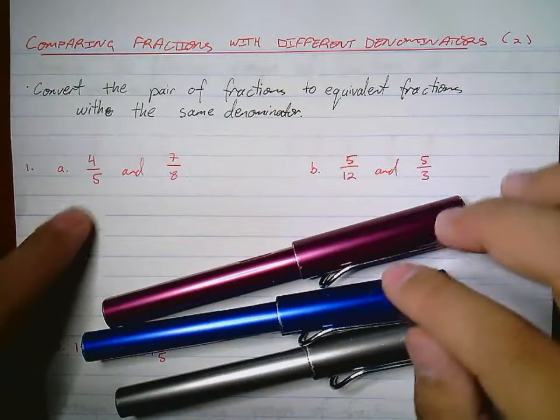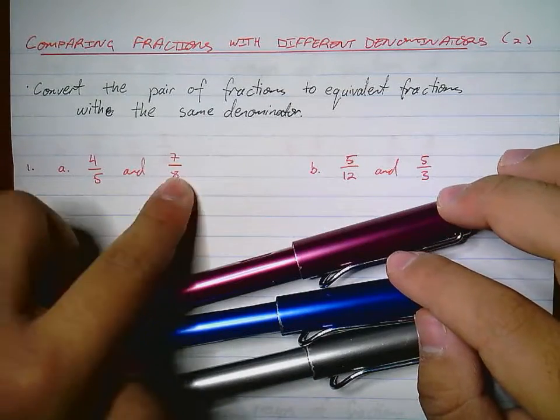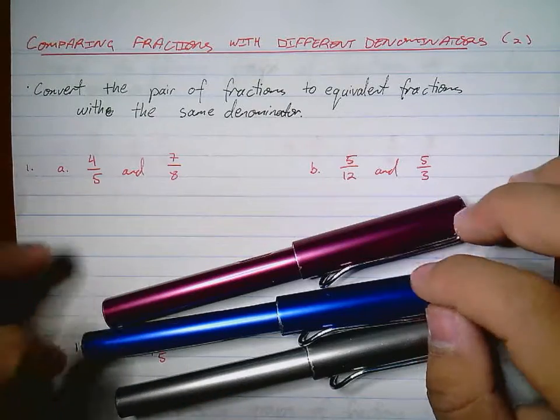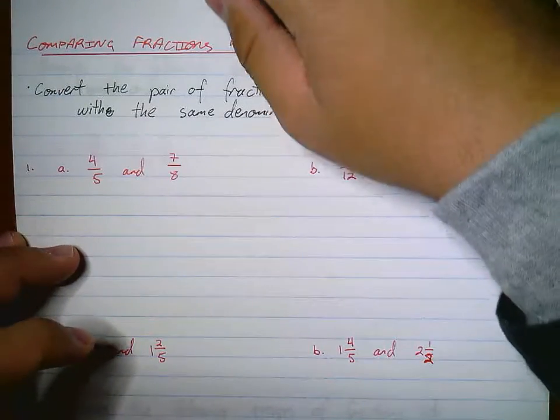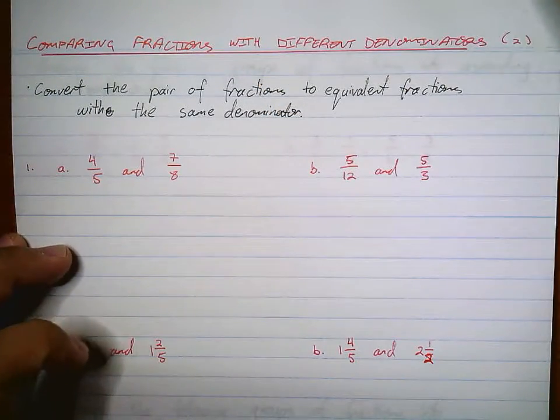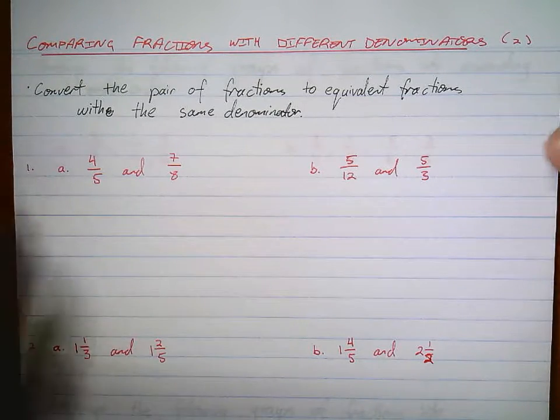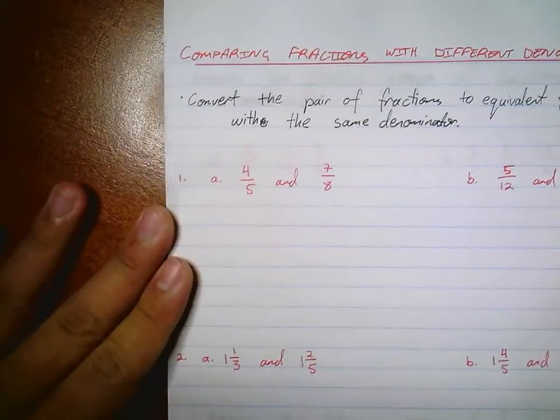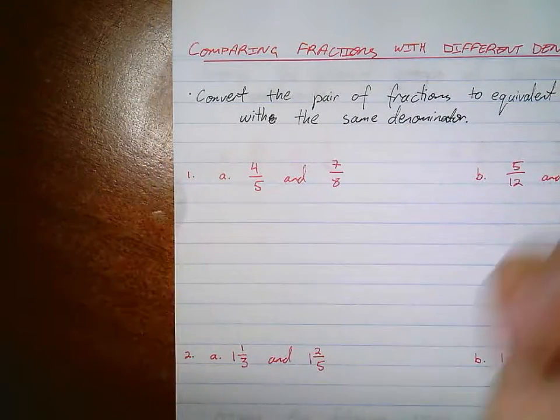So here we have a pair of fractions and we want to change both of them so that they have the same denominator. But remember, it has to be equivalent. We can't just change it so that they're both 8. It has to be equivalent. Let's focus in on this first question here.